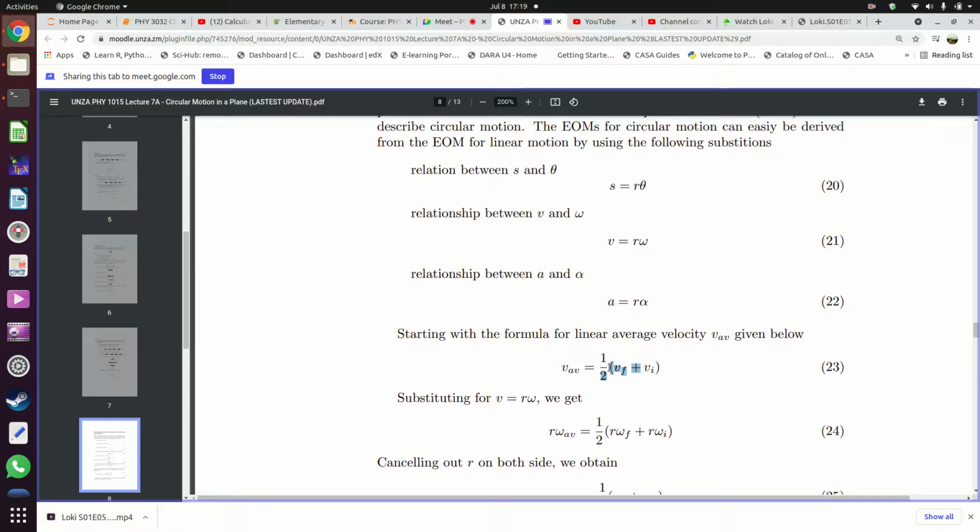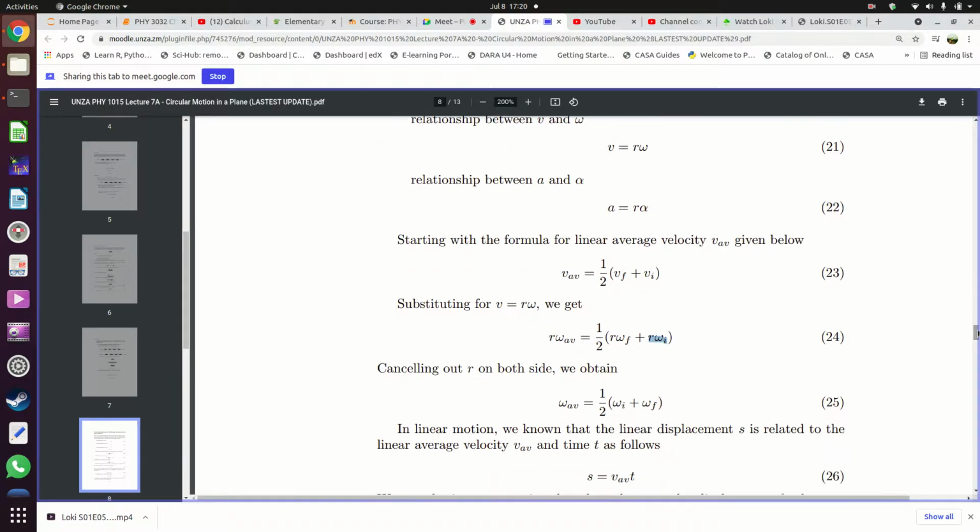Now, we are talking about velocity in a straight line here, and we want to find what formula does the same thing when you're moving in a circle. So we substitute for V. We know that V is equal to R omega. Wherever there is V, we put R omega, and it carries the same subscript. So in this case, your V average is going to be equal to R multiplied by omega average. That is equal to half, then your final velocity VF is going to be R omega F plus your initial velocity VI, that's going to be R omega I.